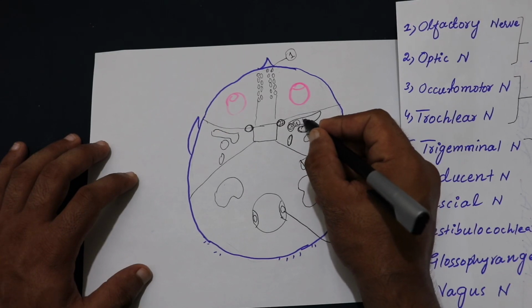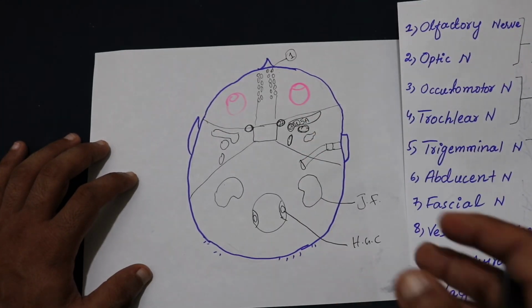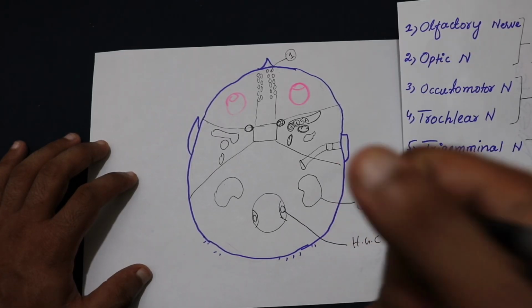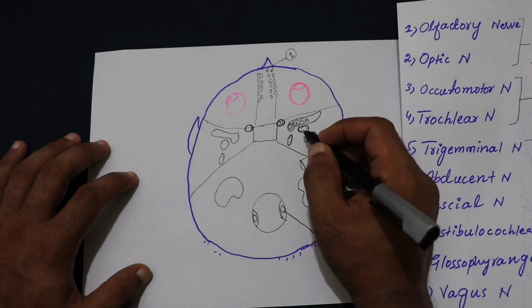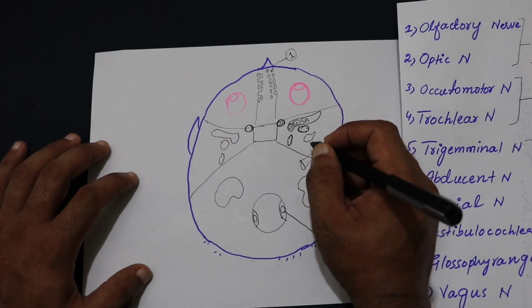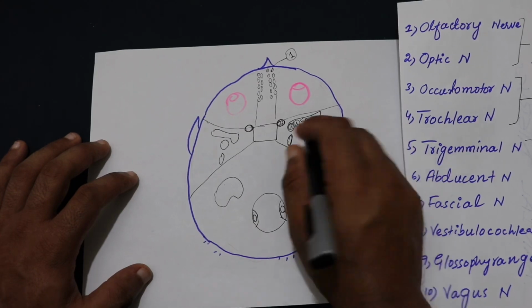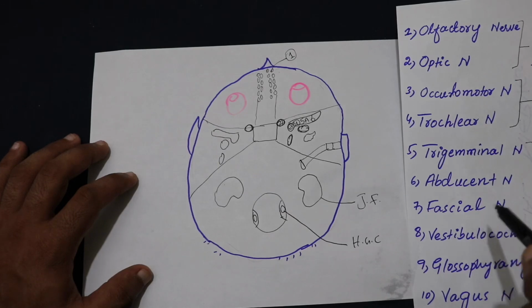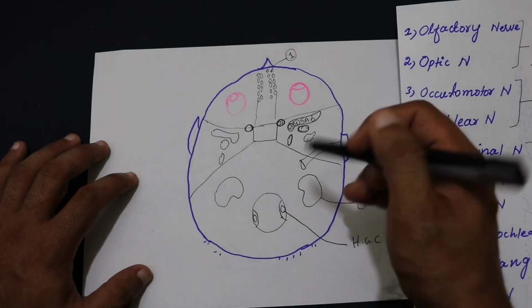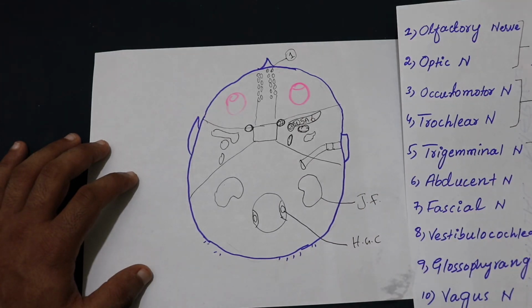The fifth, I will write 5A, because 5A means the ophthalmic part, 5B means the maxillary part, 5C means the mandibular part. So 5A, the ophthalmic part, exits from the superior orbital fissure. Again, the sixth, which is your abducens nerve, also exits through the superior orbital fissure. So there are three main nerves and one branch of your fifth nerve.